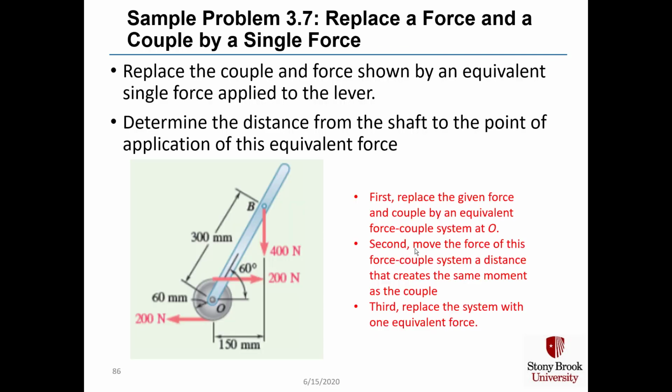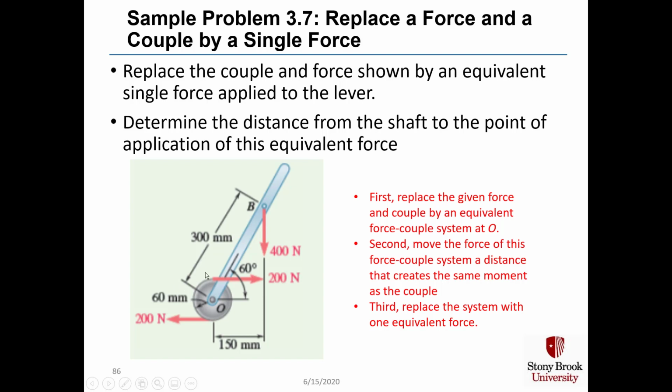In sample problem 3.7, we will replace a force and a couple by a single force. In the lever shown, this lever has a 400 Newton force acting down at point B, and it's got a couple of 200 newtons to the right, 200 newtons to the left, which will create a moment around point O, where the wheel has a 60 millimeter radius.